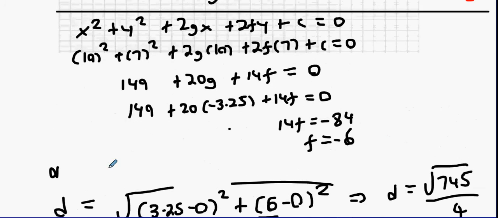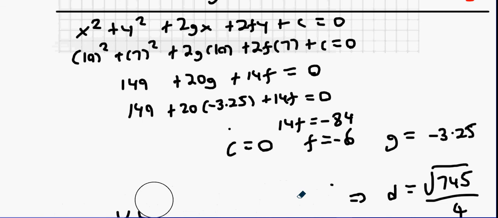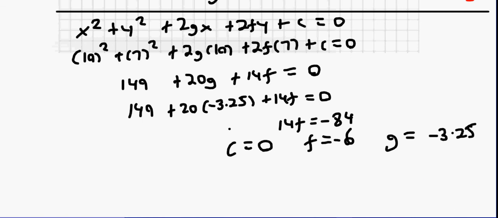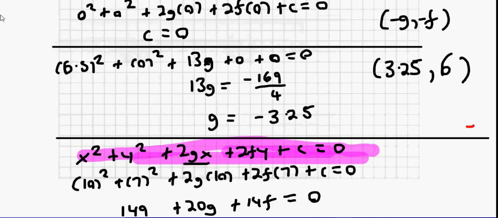So you know your f value is minus 6, you know your g value is minus 3.25, and you know your c value equals 0. And then all I have to do to finish off this full question, this is much easier than the other method we used, is just throw it all into this. And what you should get is x squared plus y squared plus 2gx, which would be minus 6.5x, 2fy, multiply f by 2, which is minus 12y, plus 0, and you're done. That was much faster. Okay.